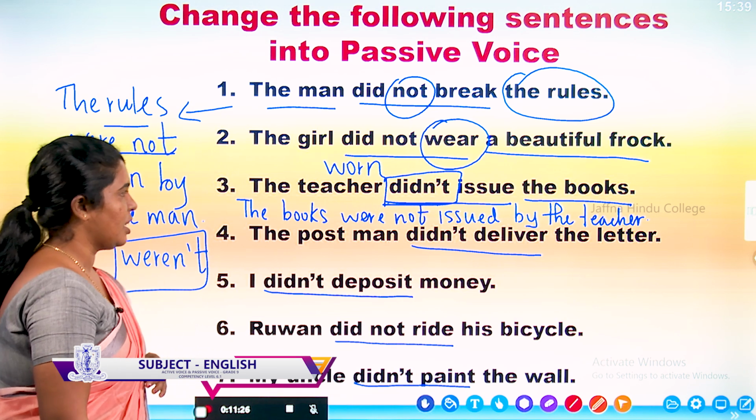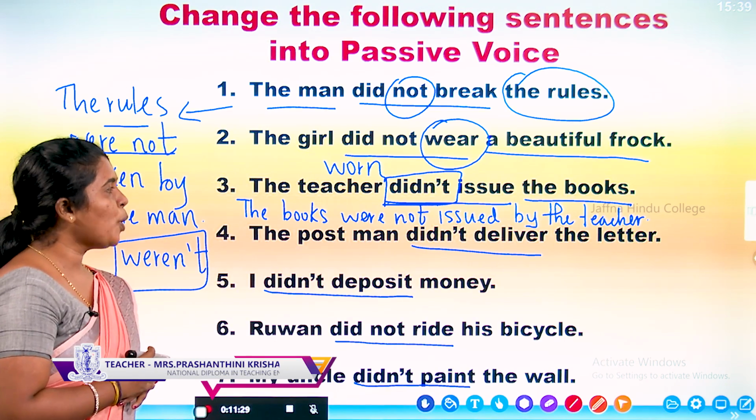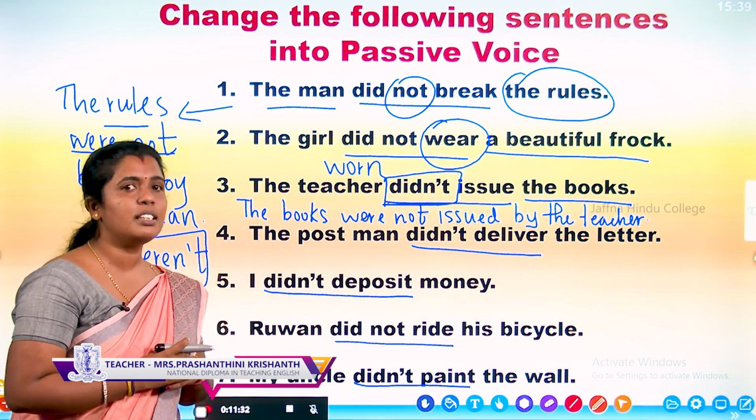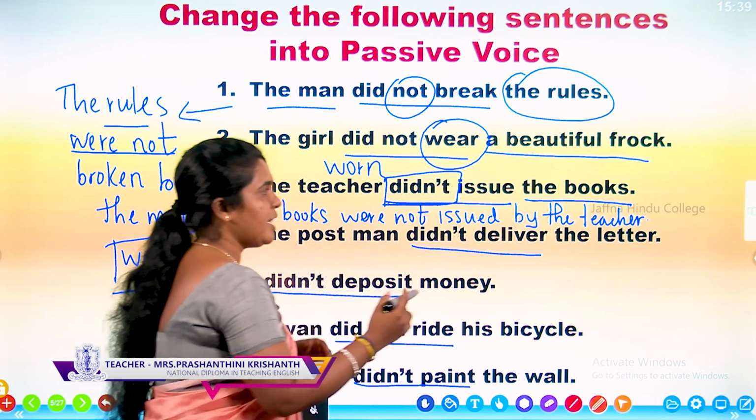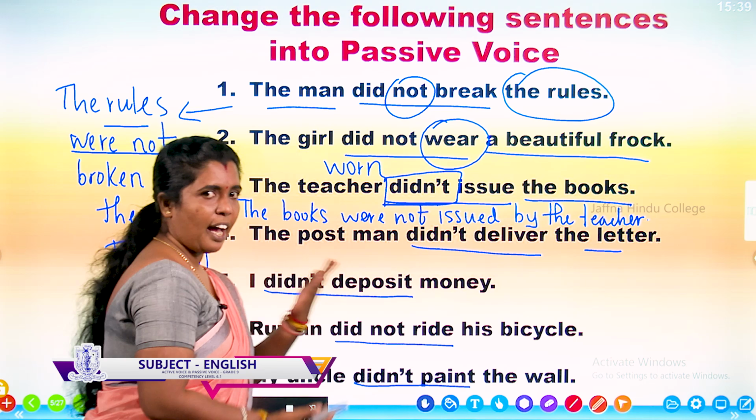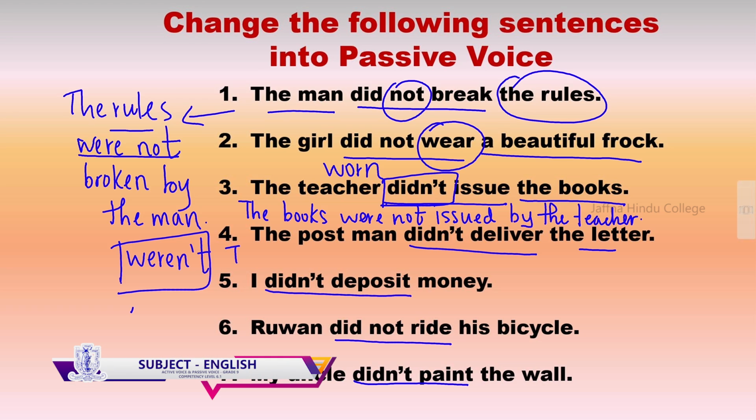Okay, by the teacher. Number 4, the postman did not deliver the letter. So the object is the letter. So we have to take it first. The letter. What is the helping verb here? Singular, so was not. Past participle form of the verb, delivered. Right? Delivered. By whom? By the postman.